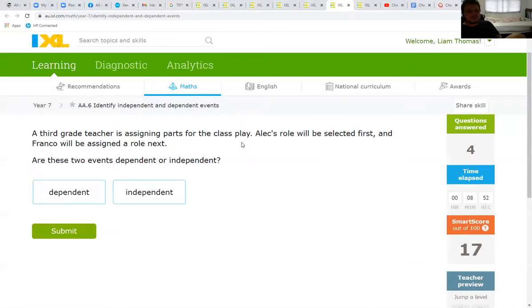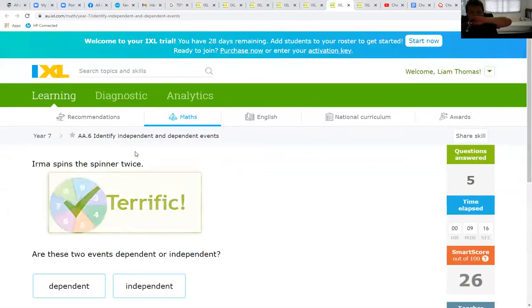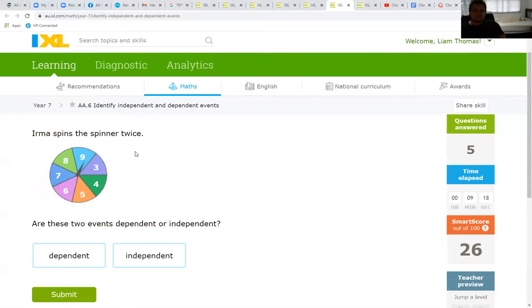Okay. A third grade teacher is assigning parts for the class play. Alex's role will be selected first and Franco will be assigned a role next. Are these independent of each other or dependent of each other? Harrison and Izzy both say dependent. No. All right, last one.